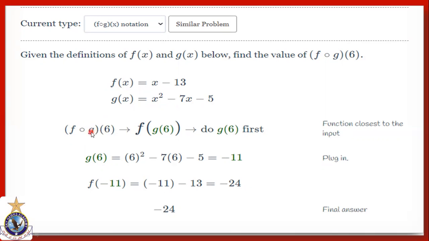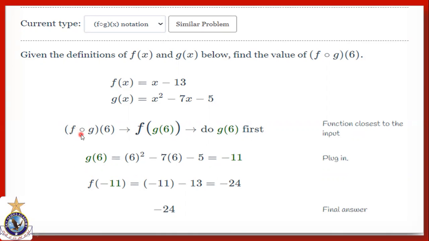Now look at the order. The inner one is g at 6. So do g of x first, g at 6, the function closest to the input. If we put x is 6, what will we get for g at 6? We put in x as 6, and 7 and -5 as it is, so plugging in the values we get -11. Now this output of g at 6 will become the input for the first function.